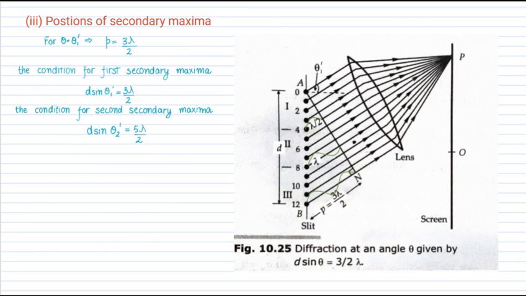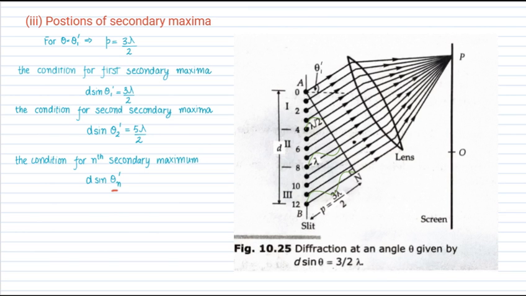Okay, so from here, what can you derive? Just look at this pattern and tell me what will be the condition for the nth secondary maximum. First, let us look: this d will remain the same. But look at this angle. For the first, it was theta 1 dash. For the second, it is theta 2 dash. So for the nth secondary, it will be theta n dash.